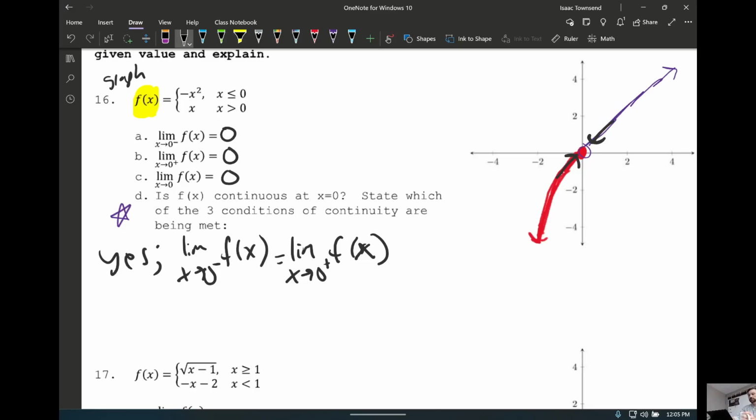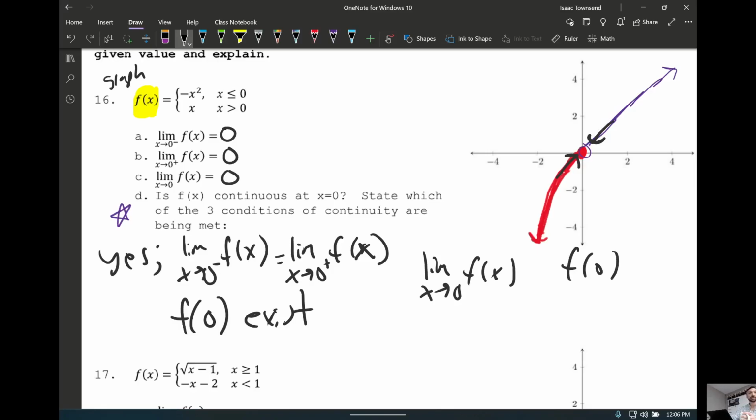I also have to identify that at 0 there is a point. That's the second part of the definition. And finally, to prove it's continuous, the third part of the definition, not only does the limit exist, not only does the point exist, but they're the same thing. The y value here was 0, and the limit approached 0 from the left and the right.